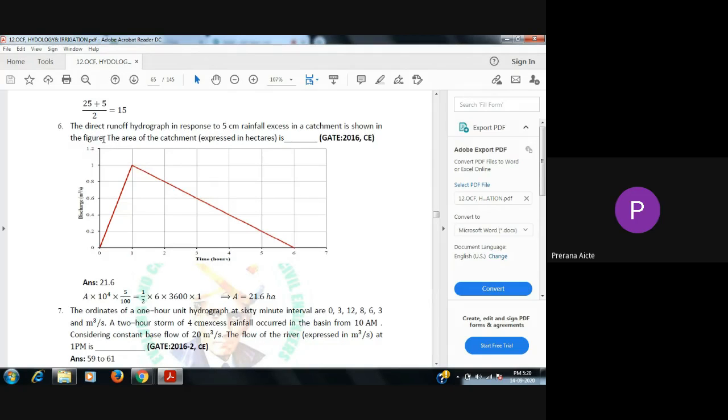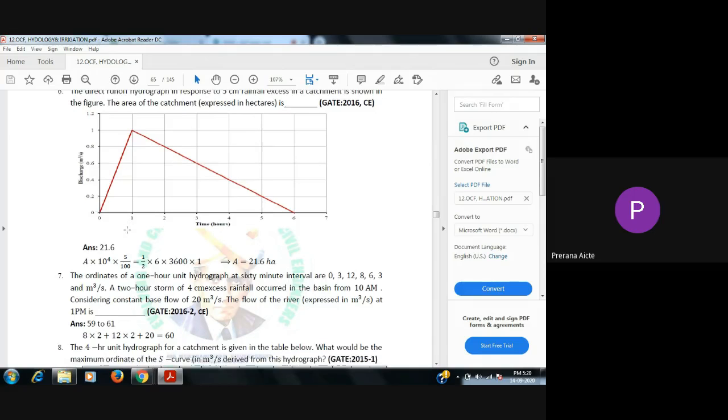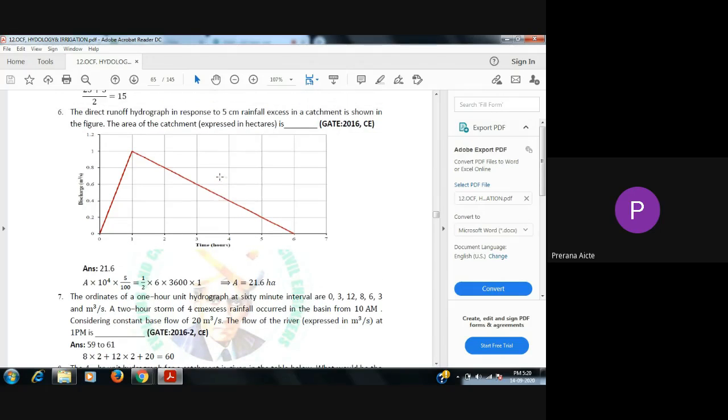See, the direct runoff hydrograph in response to 5 centimeter rainfall excess in a catchment is shown in the figure. The area of the catchment in hectares is, see, triangular in shape. Discharge in meter per second, time in hours. Already I told you that triangular in shape means area is half base into height. Whenever the term direct runoff hydrograph comes, it means effective rainfall. So, response to 5 centimeter rainfall, this is called rainfall excess or effective rainfall.